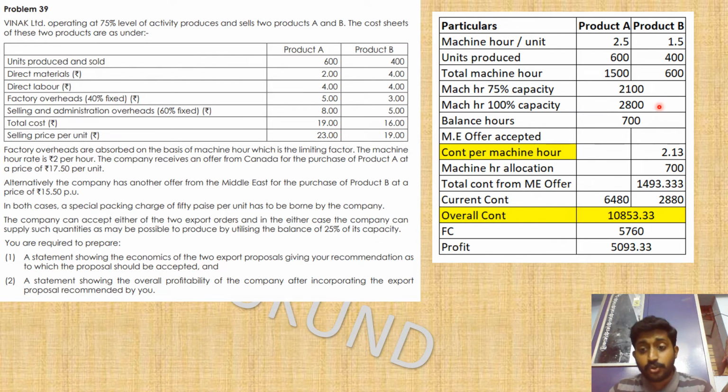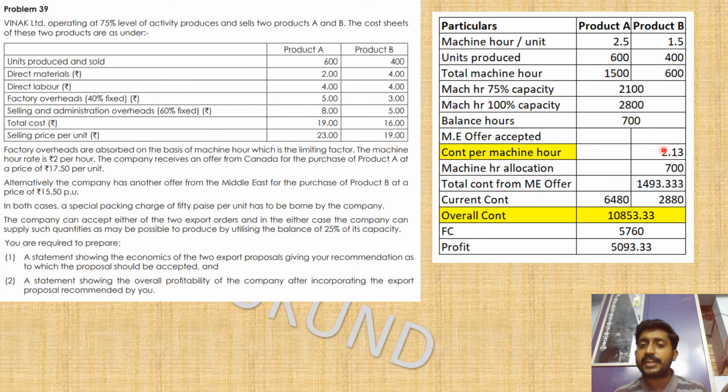2800 machine hours is your full capacity, out of which 75% you have utilized, which means 2100 you have already utilized. So the balance left is only 700 hours. This 700 machine hours you are going to utilize for creating the product for the Middle East. Middle East has asked for product B. So for product B, what is the contribution per machine hour? 2.13 rupees is the contribution per machine hour. Now you know how many machine hours are allocated. The 700 balance hours are going to be given for product B only.